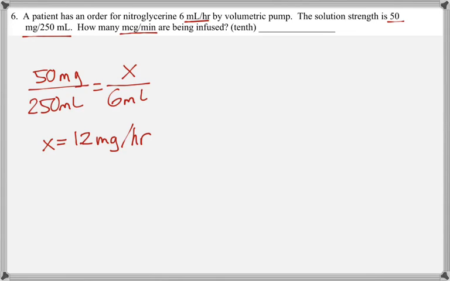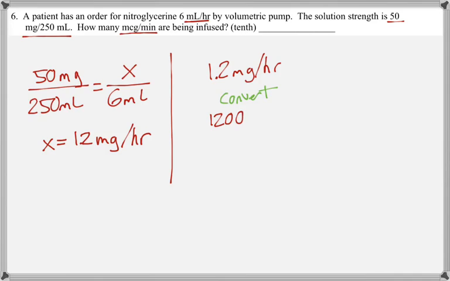Okay, so we're almost there. We have it in milligrams per hour. So the first thing I want to do is convert it to micrograms. So if I move the decimal place over 3 places, it's 1200 micrograms per hour.